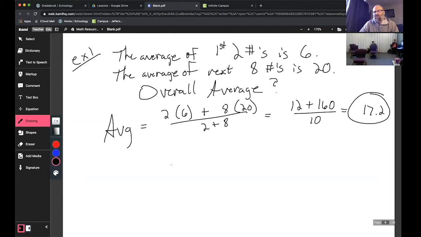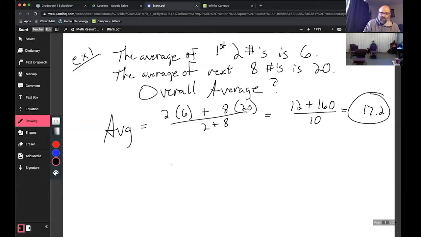Well, if the average of the first 2 numbers is 6, if you have the average of 2 numbers, you just multiply the average times the number of numbers. So you got 12. And then the average of the next 8 numbers is 20. Well, you don't know the numbers, but you know the average of 8 numbers is 20, so the sum is going to be 20 times 8, which is 160. So now you add the 2 sums together, because all you want for the overall average is the sum of both sets of numbers, 12 plus 160, divided by how many numbers there are. Well, the first set has 2 numbers and the second set has 8. So it has 10. Okay.